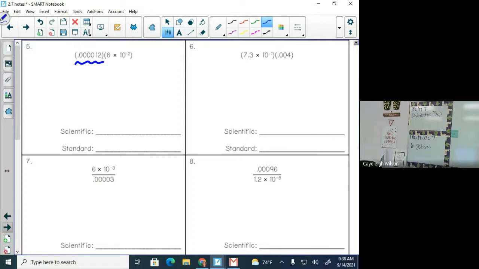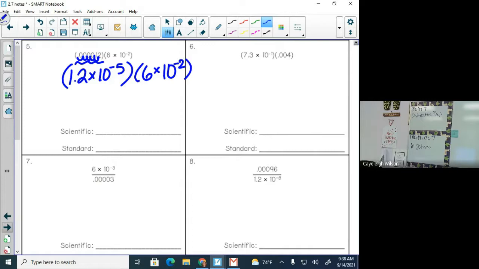Now, here's my question. Would you expect your exponent to be positive or negative? Because the number is very small, right? So I'm going to move this until there's only one number in front of it. So 1, 2, 3, 4, 5. So that's 1.2 times 10 to the negative 5. And then I can multiply it times that next one.